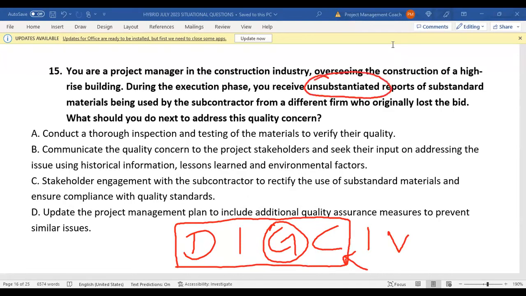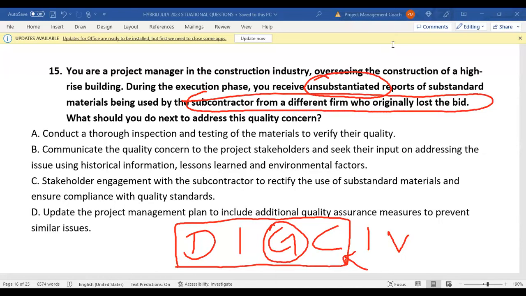So we see these are unsubstantiated, which means they cannot be relied on. So these are reports from a subcontractor from a different firm who originally lost the bid. Oh, could there possibly be bad blood brewing and hearsay? It's possible. So we cannot hang our hat on these unsubstantiated claims.